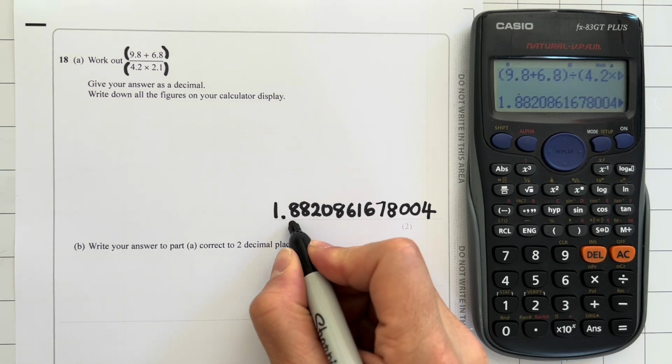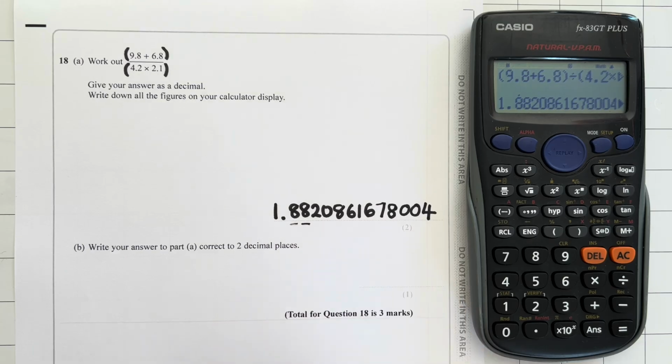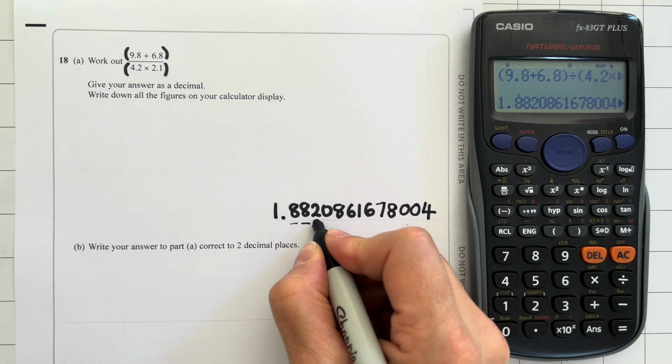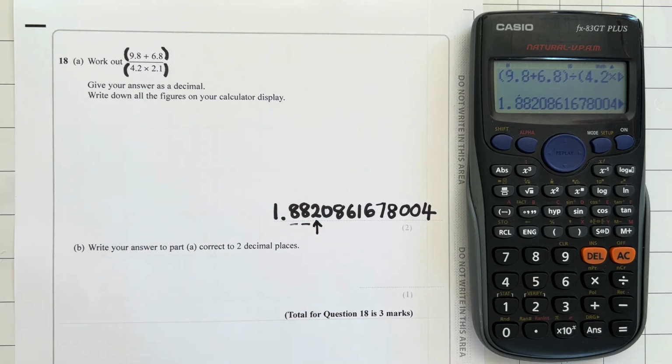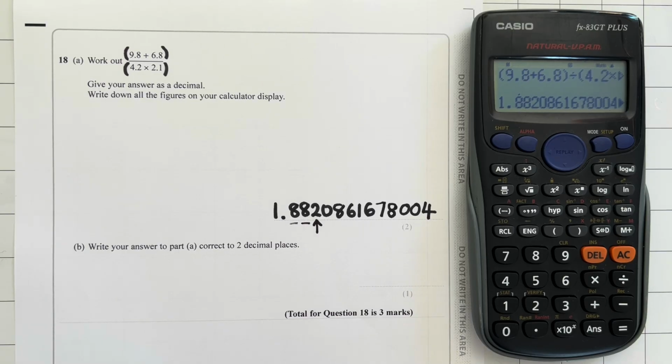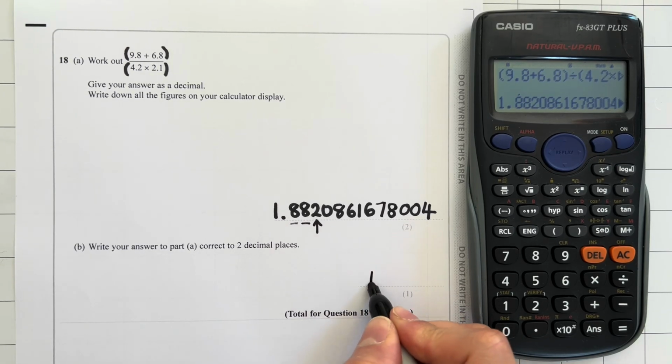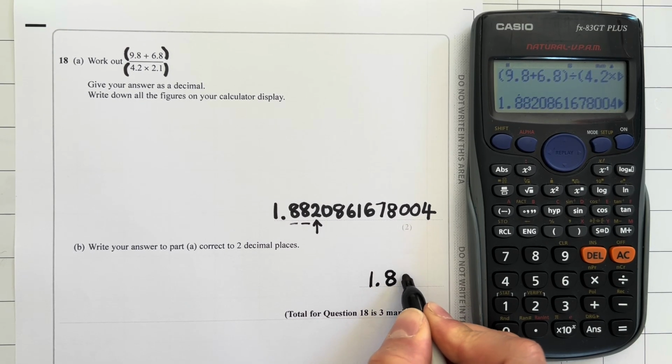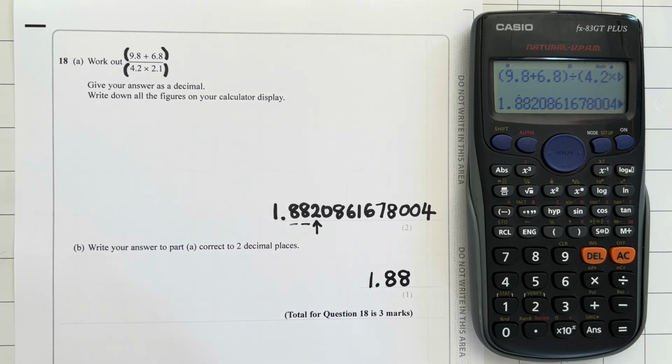I'm then asked in part B to write my answer correct to 2 decimal places. So I'm going to go 1 decimal place, 2 decimal places. So this number here is my decider. And as my decider is less than 5, I'm just going to stick with the numbers that I have in the first and second decimal place positions.